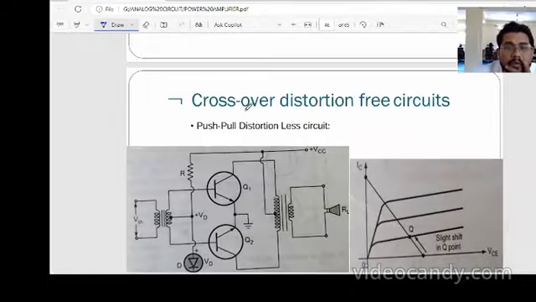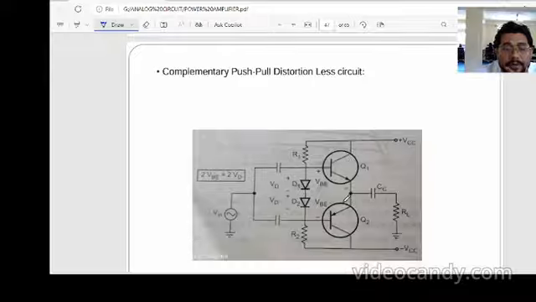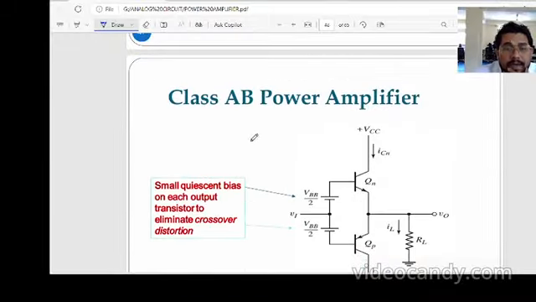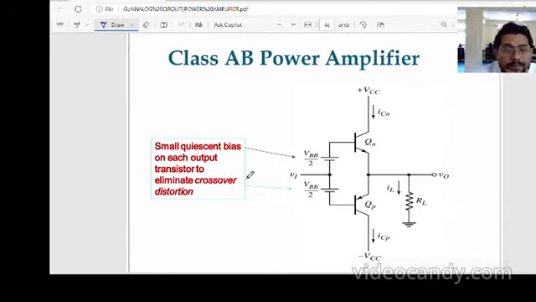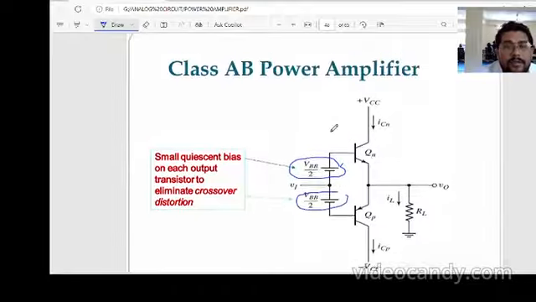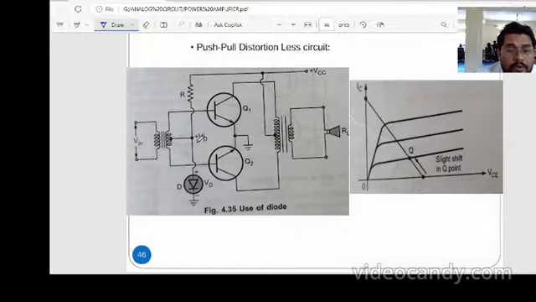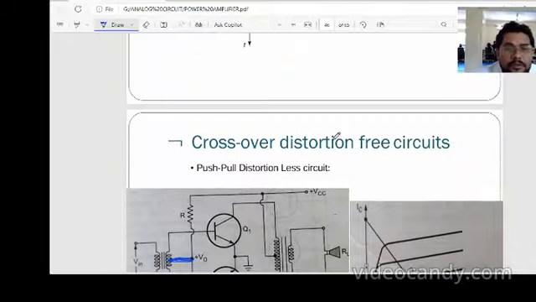This is the crossover distortion. To remove the crossover distortion, we can use a complementary arrangement. This is the class AB power amplifier. A small quiescent bias on each output transistor eliminates the crossover distortion. This small biasing provided above the class B amplifier removes the crossover distortion, because it's small. We can use one circuit, the tapped transformer.